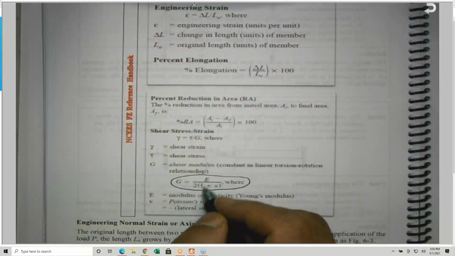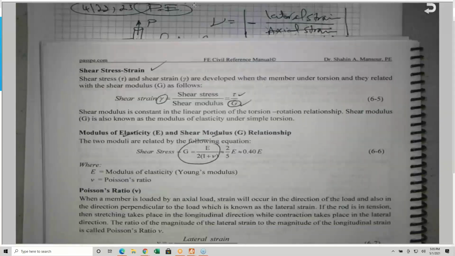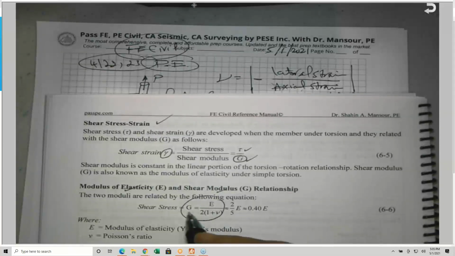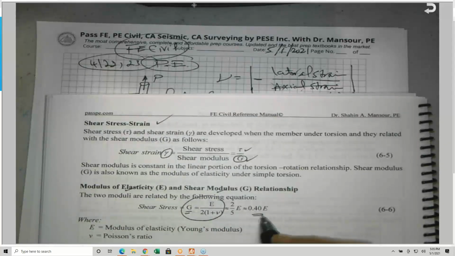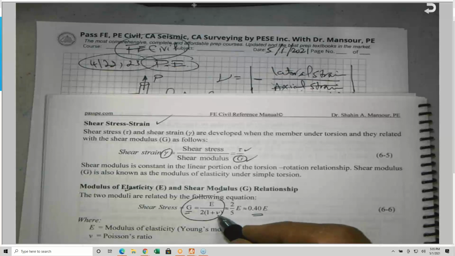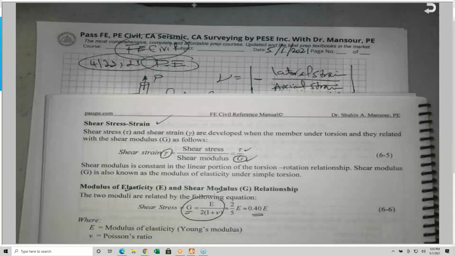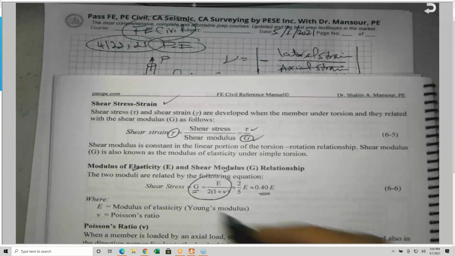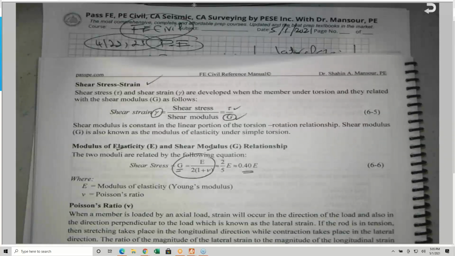G is equal to E divided by 2 times 1 plus nu, and this is the Poisson's ratio, the one we talked about. Okay. I need you to know that G is about 40% of E. If we take Poisson's ratio as an average value of 0.25, you will get about 40%. Because G, which is the shear modulus, we get from the torsion test. Sometimes we don't have the capability of doing the torsion test.